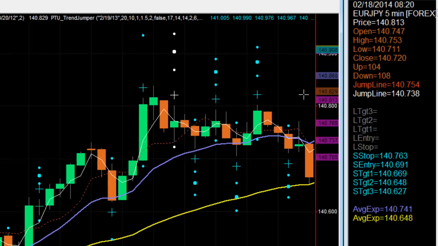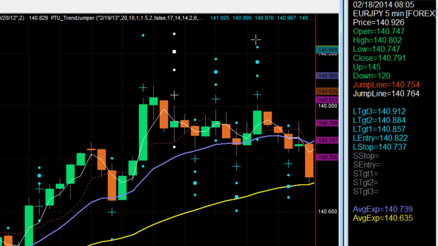So look what happens. The news release comes out and it decides to trigger in and push down towards its targets. Now with TrendJumper, when you see a setup like this, if the little plus sign is below the bar, that means you're going to short, okay, and the targets are down below. If it's above, like over here, that means you're going to go long.